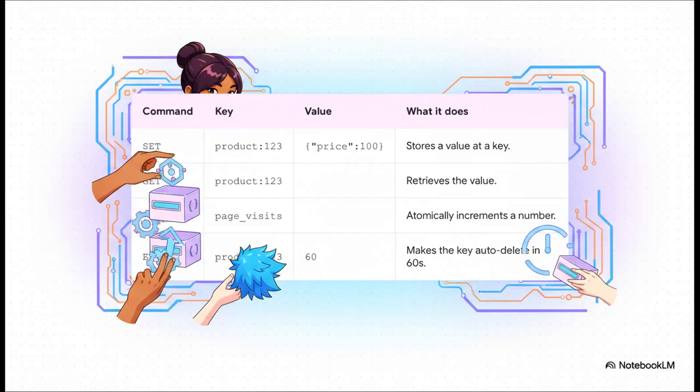And you know what's awesome? It's ridiculously easy to use. The commands just make sense, you set a value, you get it back. You can increment a number without worrying about anything else happening at the same time. And you can tell a key to just disappear after a certain time with expire. That simplicity is a huge part of why everyone loves it.